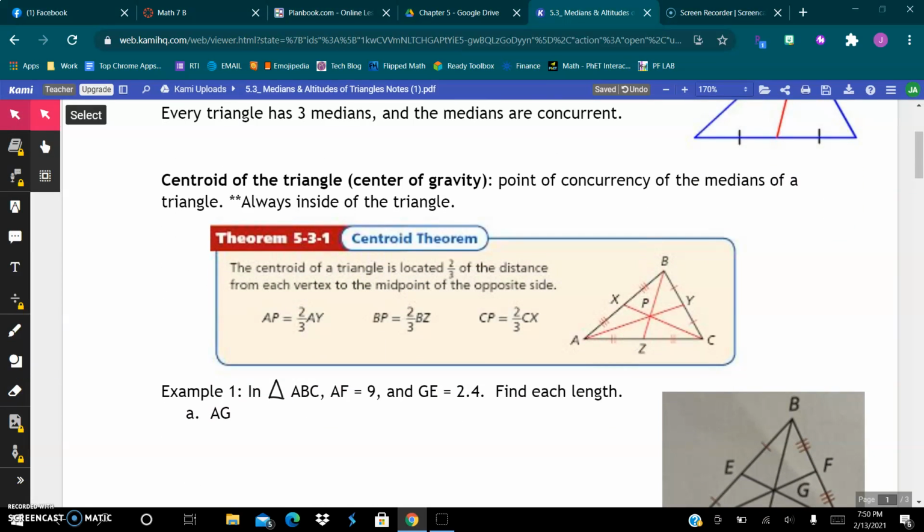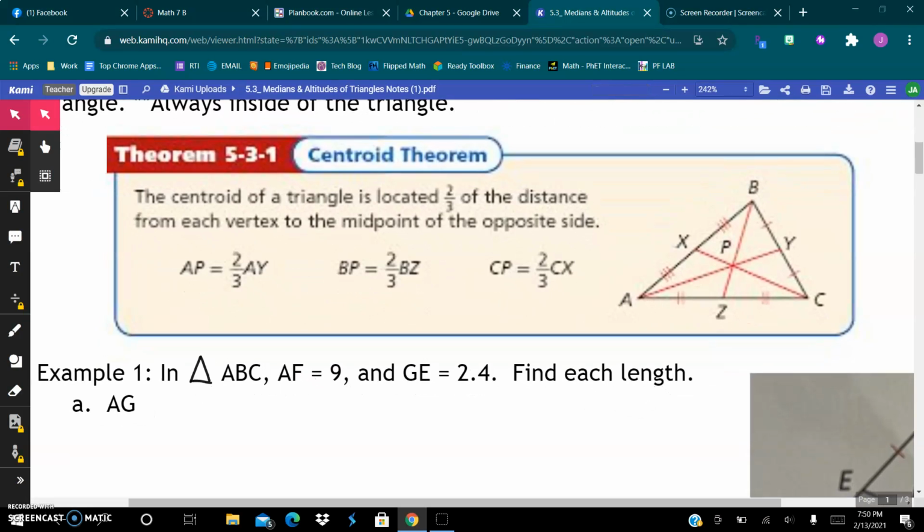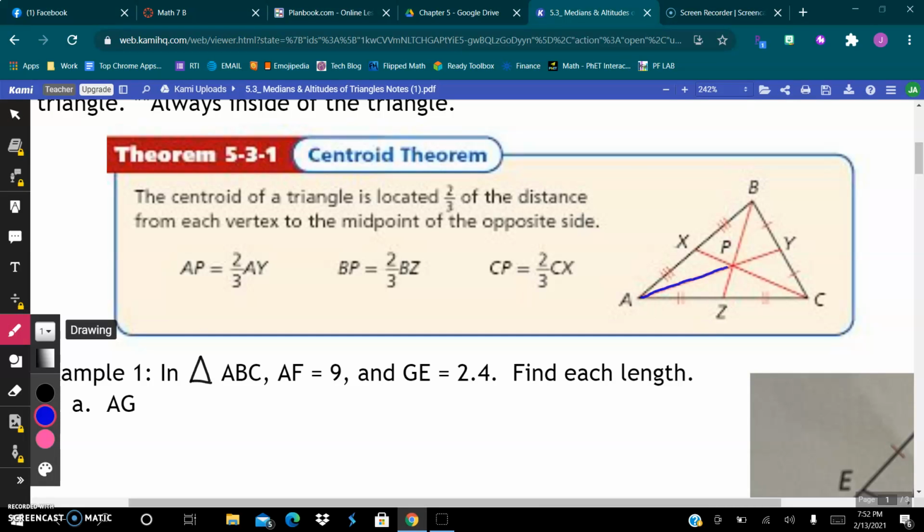The centroid of the triangle, or the center of gravity, is the point of concurrency of the medians of a triangle, the point where they all meet. These are always inside of the triangle. Then we have the centroid theorem, which says that the centroid of a triangle is located 2/3 of the distance from each vertex to the midpoint of the opposite side.